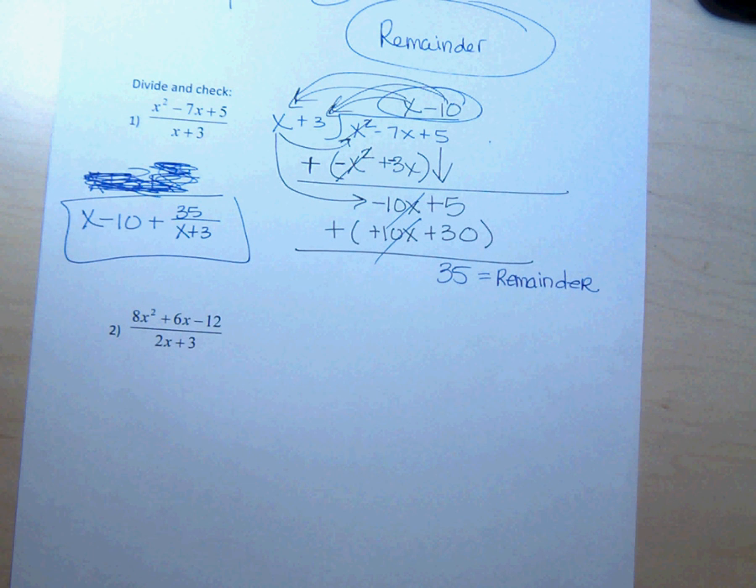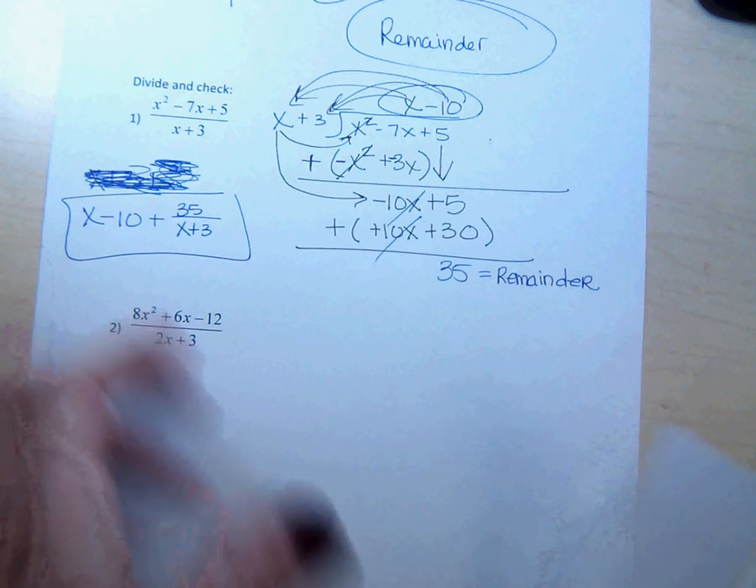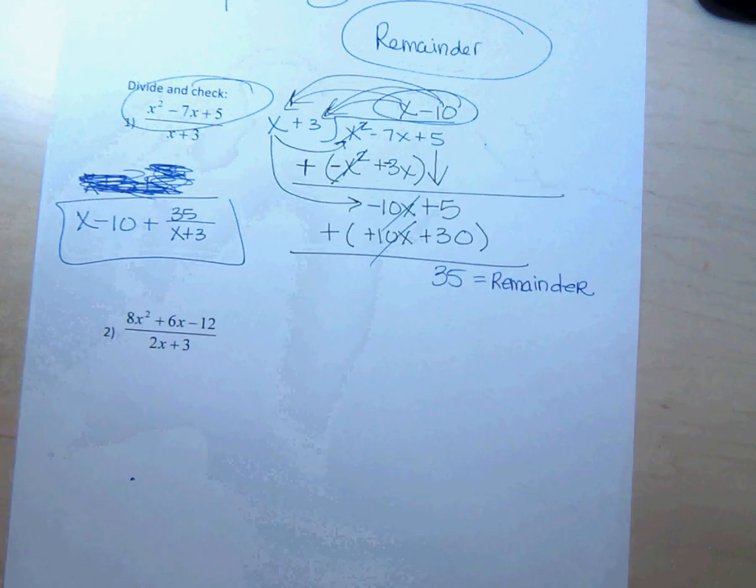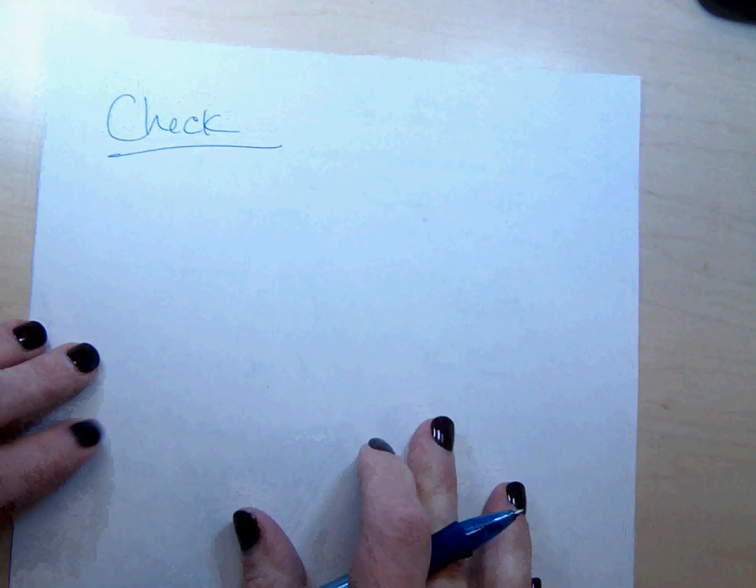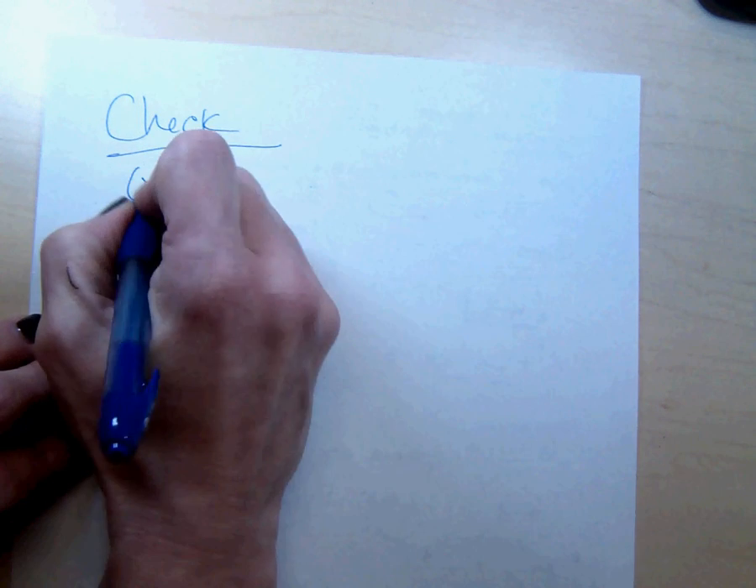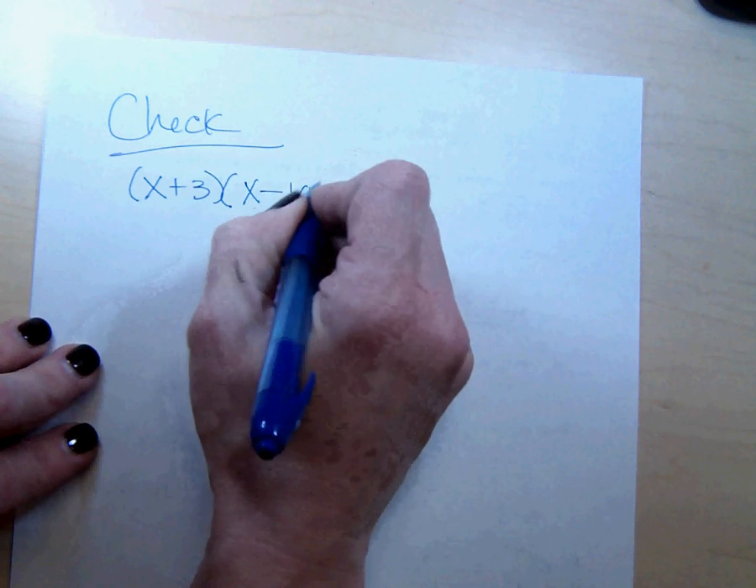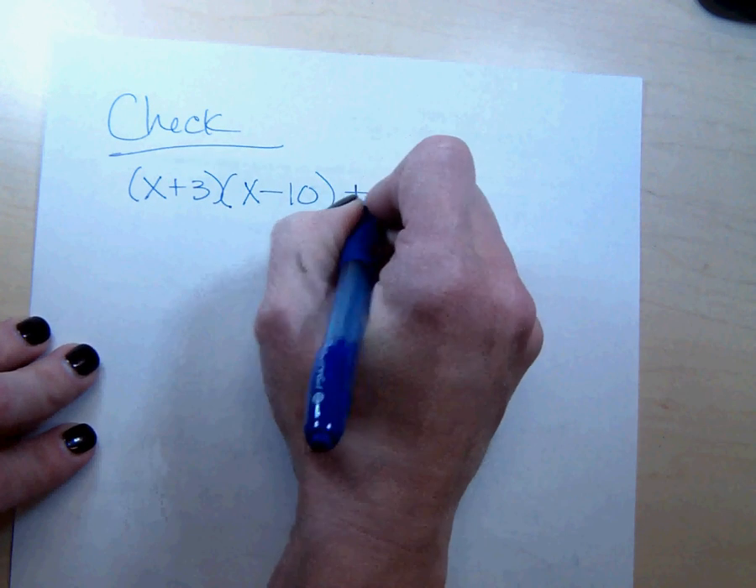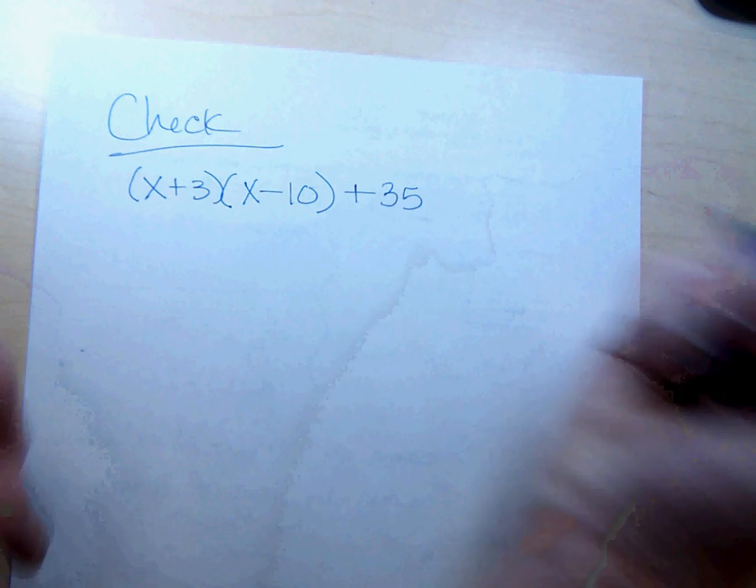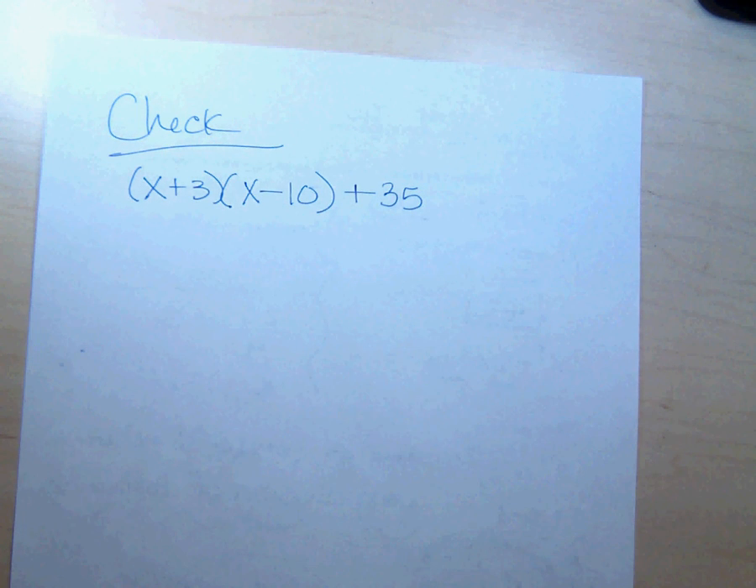Now, you probably want to know how to check this. Well, of course, you should. So let's do an example of how I would check this. And so remember, our goal is to get back to x squared minus 7x plus 5. I could do it on a separate sheet. To check this, I am going to take the divisor, which was x plus 3. I'm going to multiply it by the quotient, but I'm also going to add my remainder. That's how I check it.